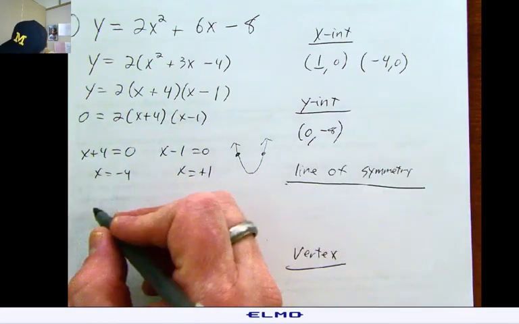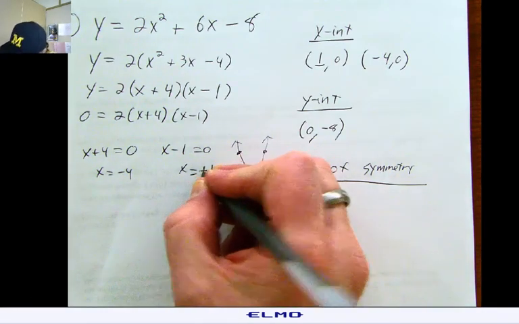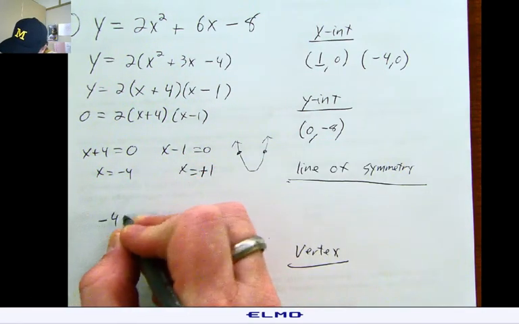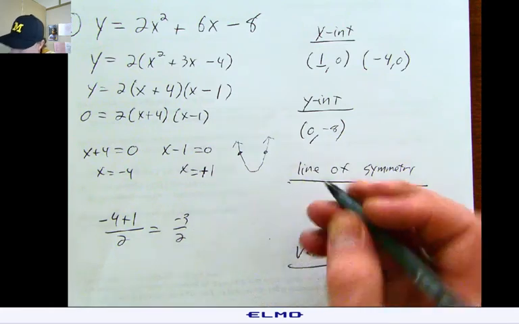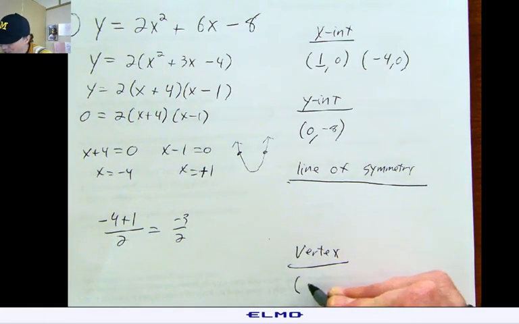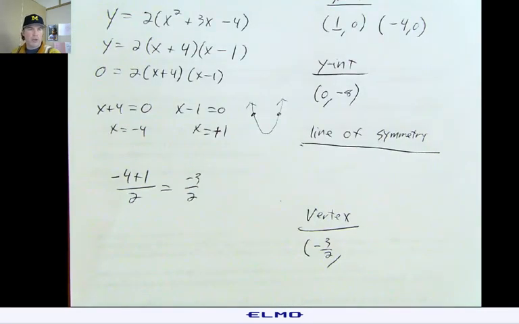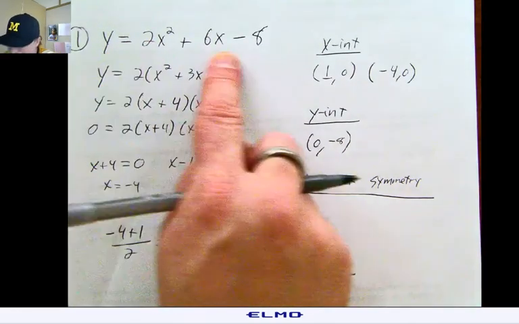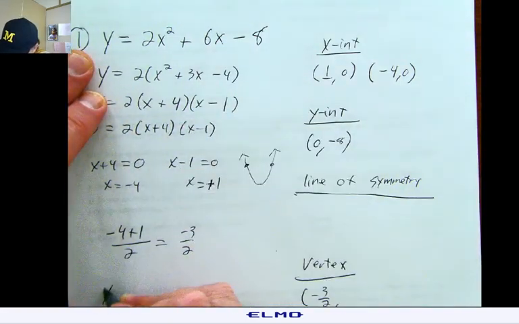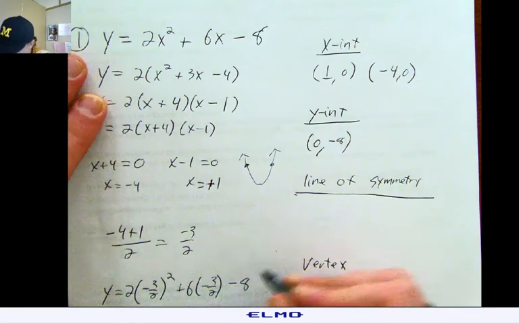So I know that the x-coordinate is the middle of negative 4 and positive 1, and another word for middle is average. So negative 4 plus 1 divided by 2 gives me negative 3 over 2. So I know that my vertex occurs when the x-coordinate is negative 3 over 2. Then I can just plug negative 3 over 2 into the equation. It's going to be ugly, but it's just the way it is. So y equals 2 times (negative 3 over 2) squared plus 6 times negative 3 over 2 minus 8.